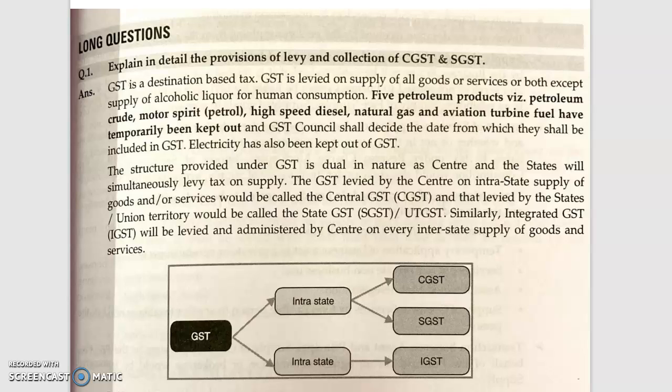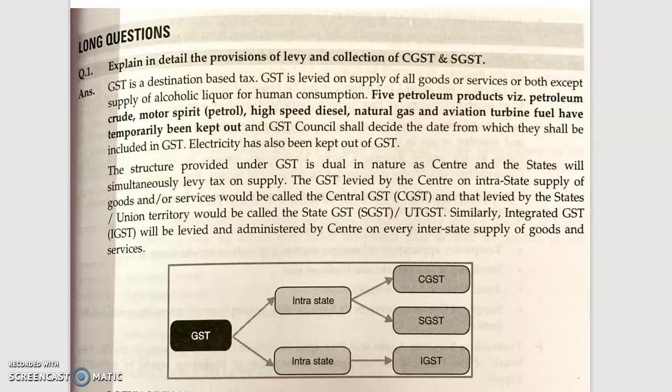So GST we can classify it into two categories. First one is intrastate and second interstate, and there is one misprinting in the slide and it is interstate. So in case of intrastate, CGST and SGST is applied, and in case of interstate, IGST, integrated goods and services tax is applied.